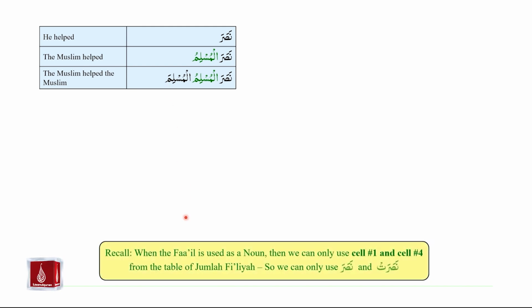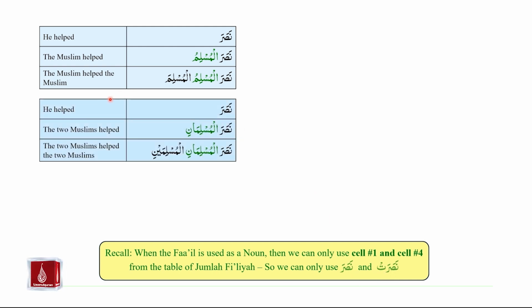Please note that when fa'il is used as a noun, for example, al-Muslimu, then we can only use cell number 1 and cell number 4 from our table of Jumlah Failiyah. So we can only use Nasara and Nasarat. Nasara was cell number 1, Nasarat was cell number 4. Nasara, he helped. Nasaral Muslimani. Now we are looking at the dual number. The two Muslims helped. Ani indicates dual number and Ani also indicates marfu form. So al-Muslimani is marfu, al-Muslimani is fa'il.